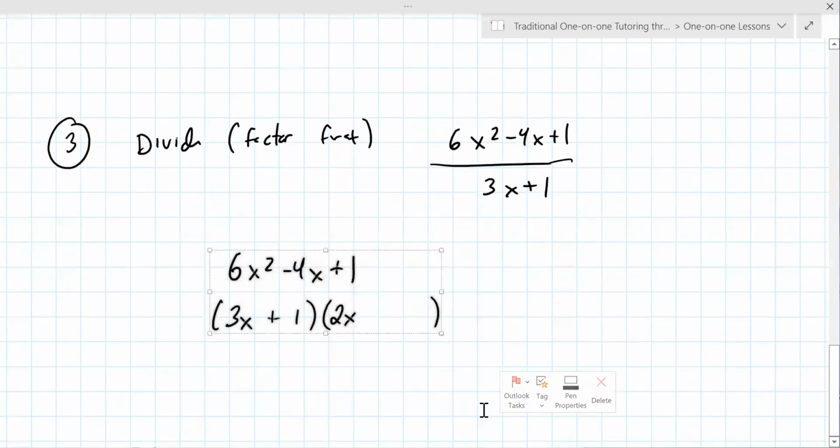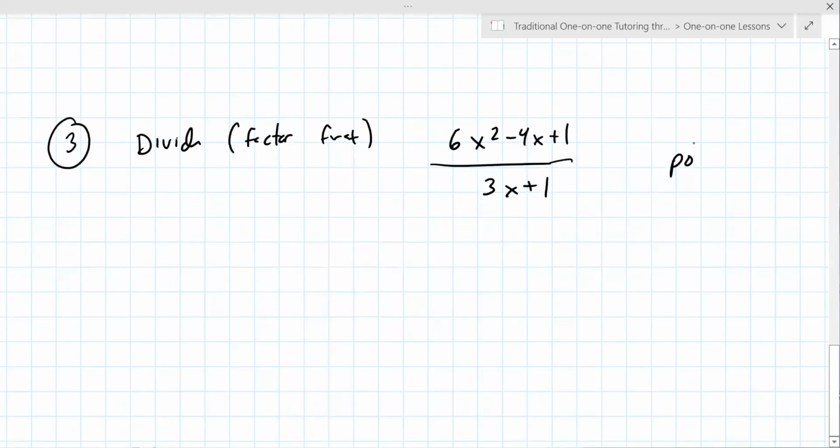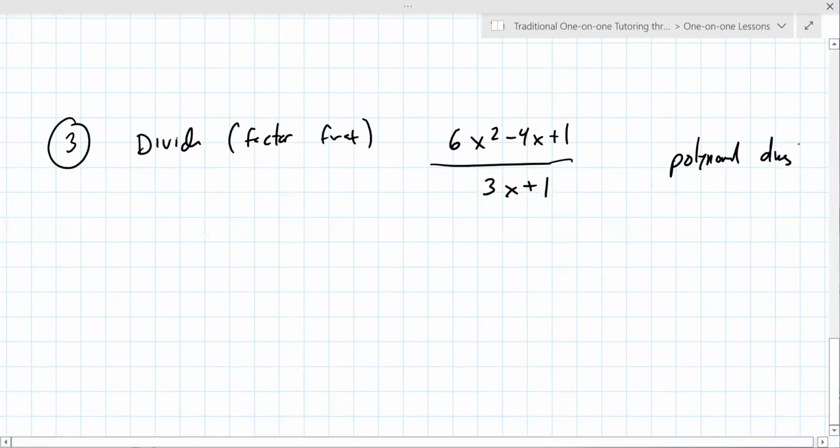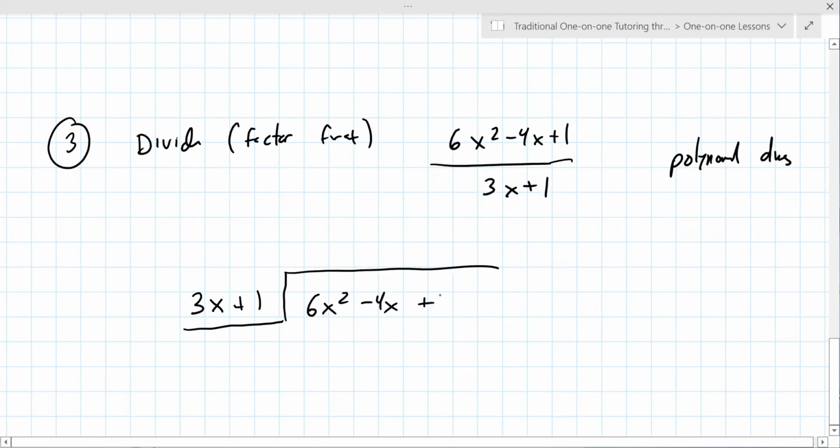Have you done polynomial division? Yes, I have. Okay. All right. So that's what this one is. I was surprised, but that's okay. So you have to go back to like 4th grade and remember what goes outside the house, what goes inside the house. And the number on the bottom always goes outside the house.